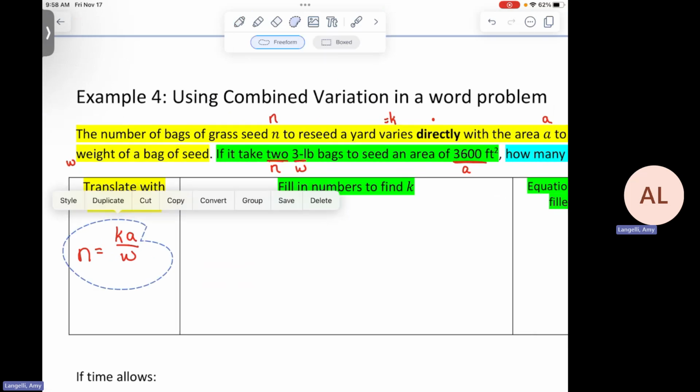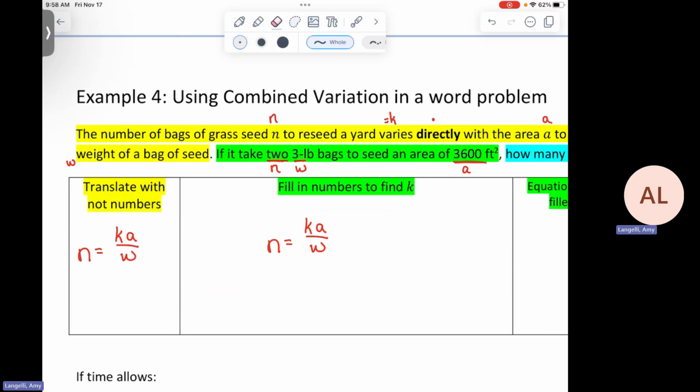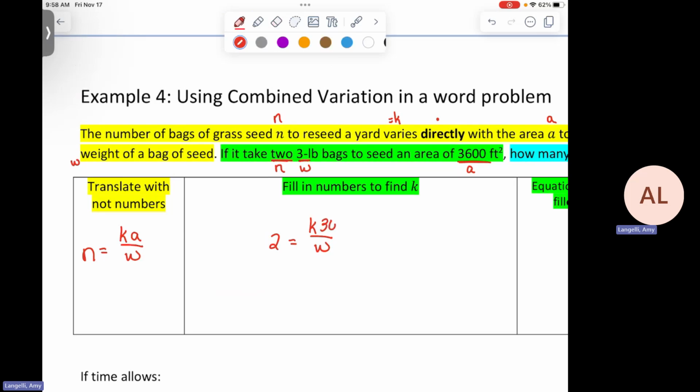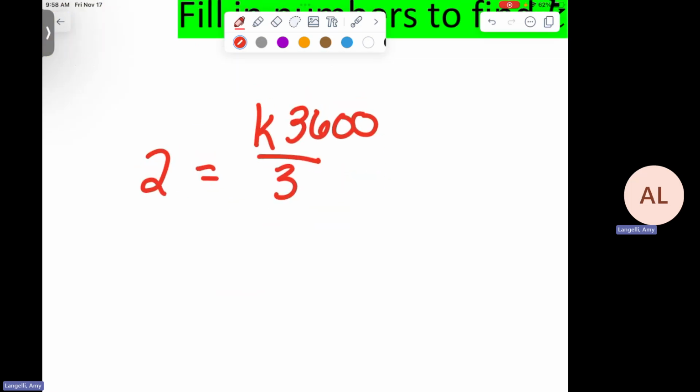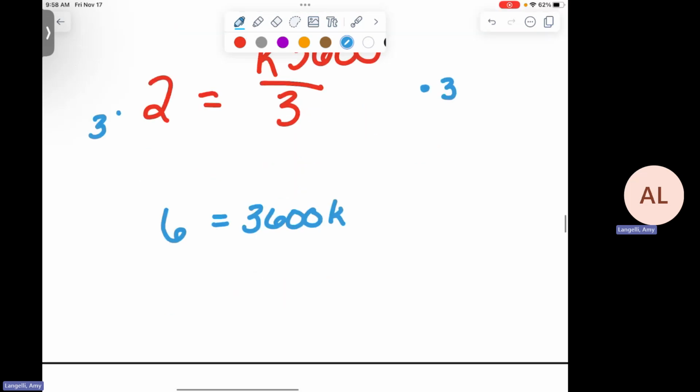So I'm going to erase my N, and it says that we need 2 bags. I'm going to erase my A. It says we have an area of 3,600. And I'm going to erase my W, and put in a 3. And now we can use our algebra skills. How do we get K by itself? Multiply by 3. So multiply by 3, you get 6 equals 3,600K. Divide by 3,600.